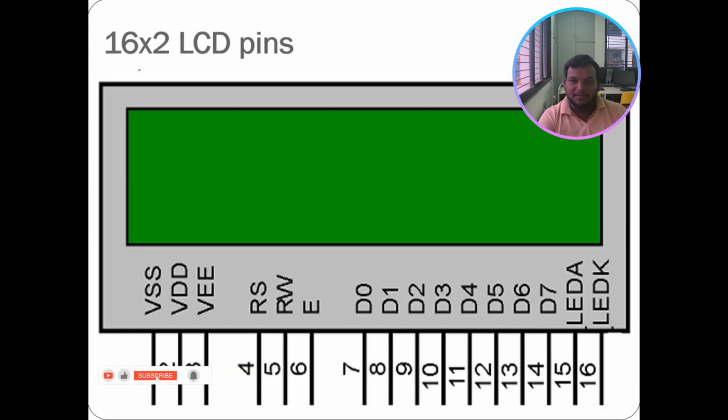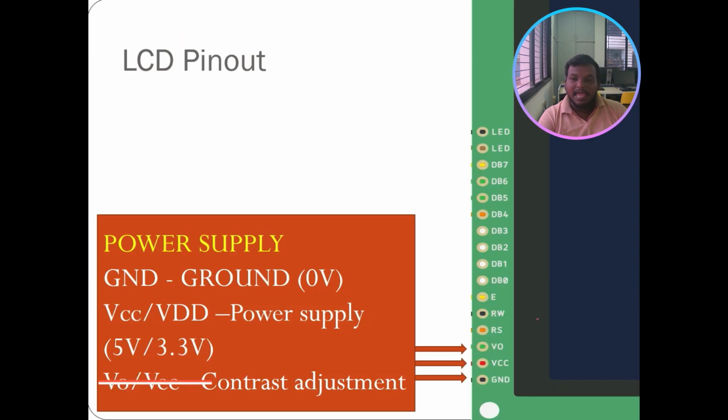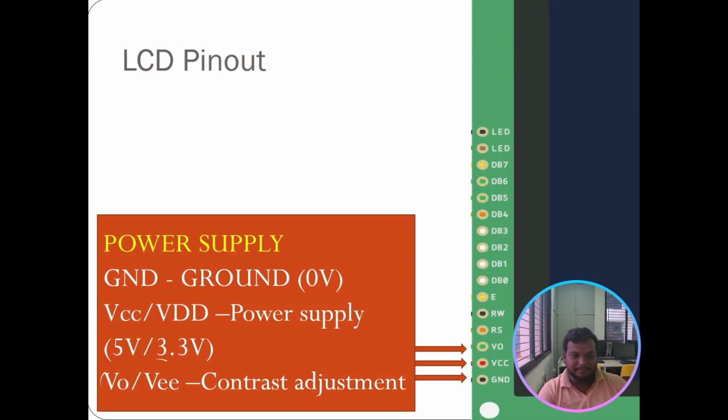So, the pin configuration of the 16 by 2 LCD. It has 16 pins in total. In that, first one is VSS, VDD, VE, RS, RW, E which means enable, D0 to D7, LED anode and LED cathode. Okay, let's see the pinout of the LCD.